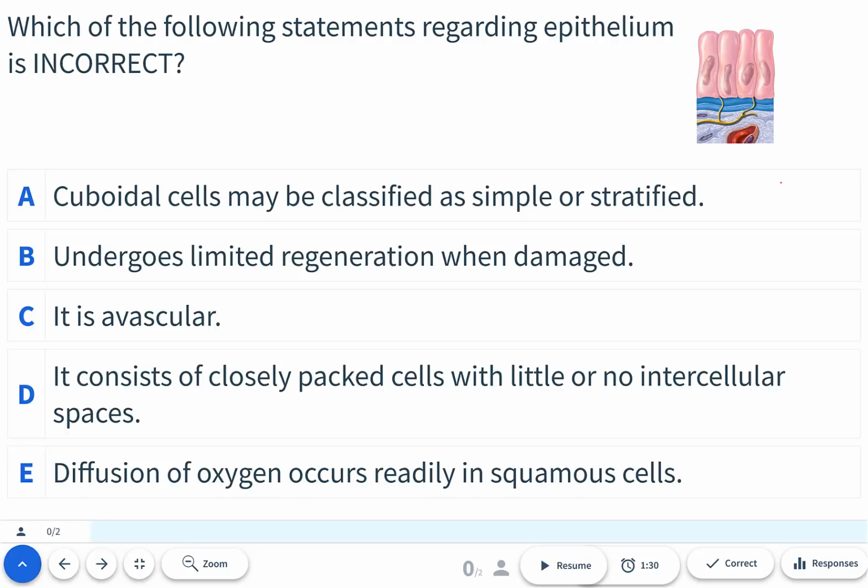It is avascular, and this is correct. It is without blood vessels, and it depends in its nutrition on the diffusion of nutrients from the underlying connective tissue.